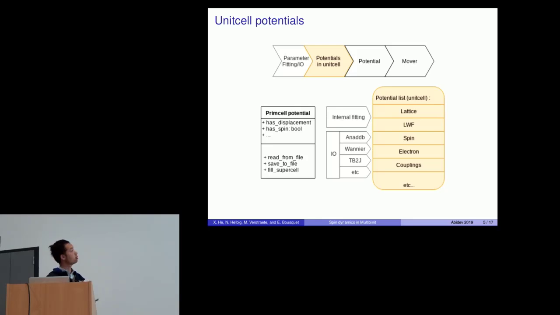So for the potential, we first have a potential in the unit cell. We can use internal fitting to get the potential in the unit cell, or we can read from external output, like from NetCDF. And for each unit cell, we make an abstract potential for the primitive cell, and each of them has a few neighbors, and they should have a few functionalities.